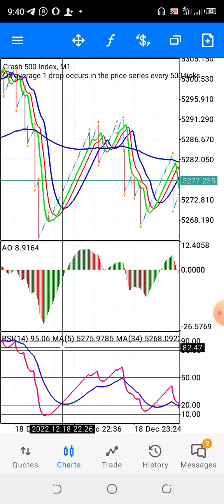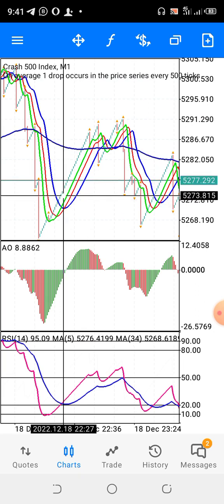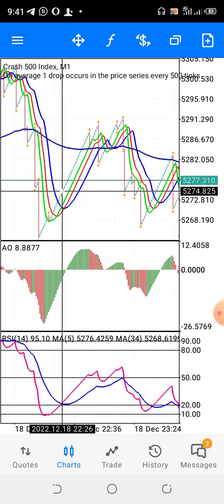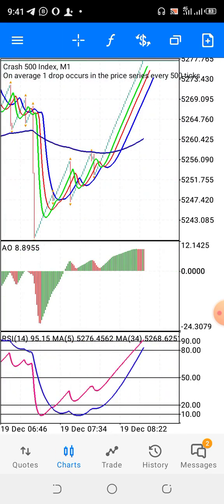Each of the cross like this, there must be a cross in the histogram line, and you are about to take at least 10 to 5 candles. It will not fail you. Try this. It will not fail you.